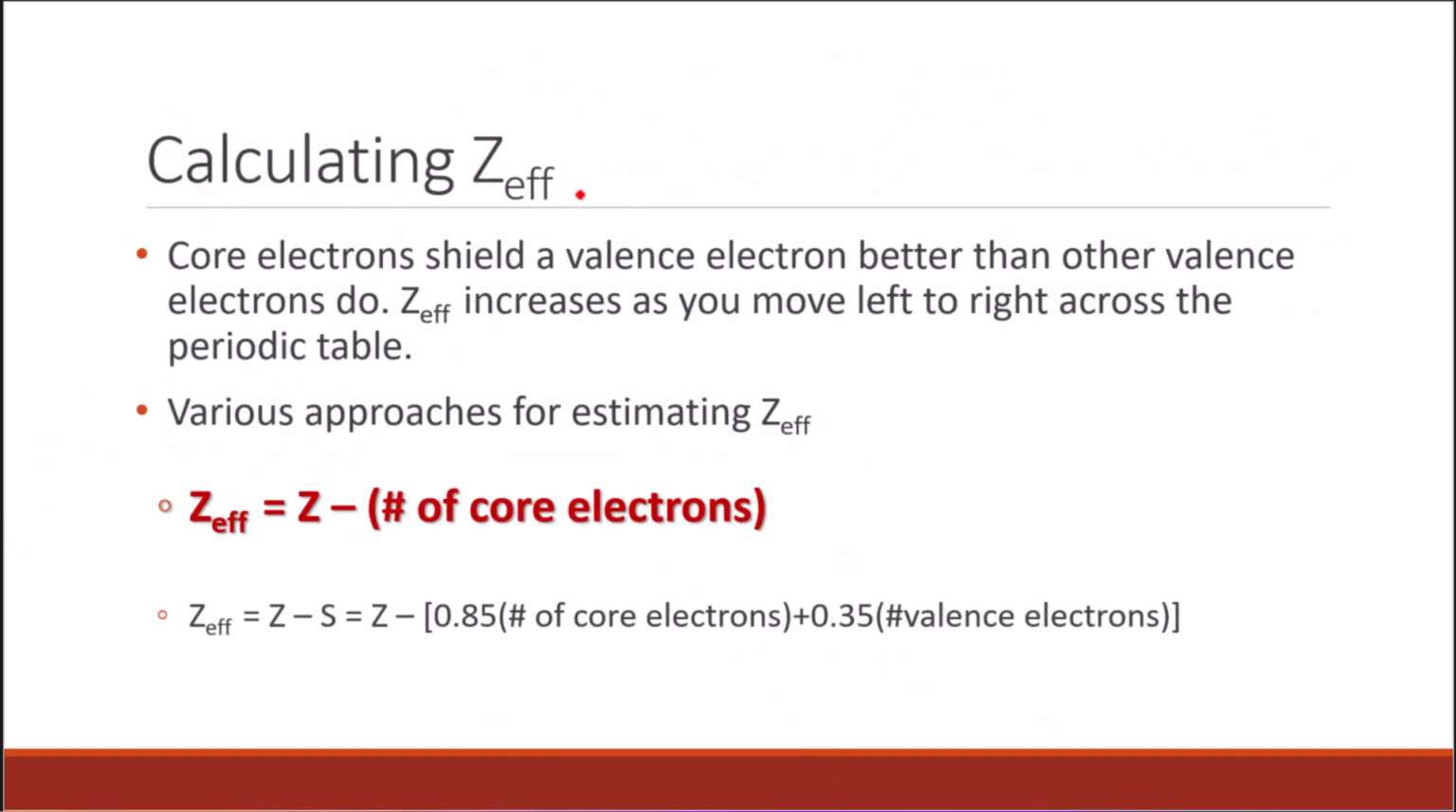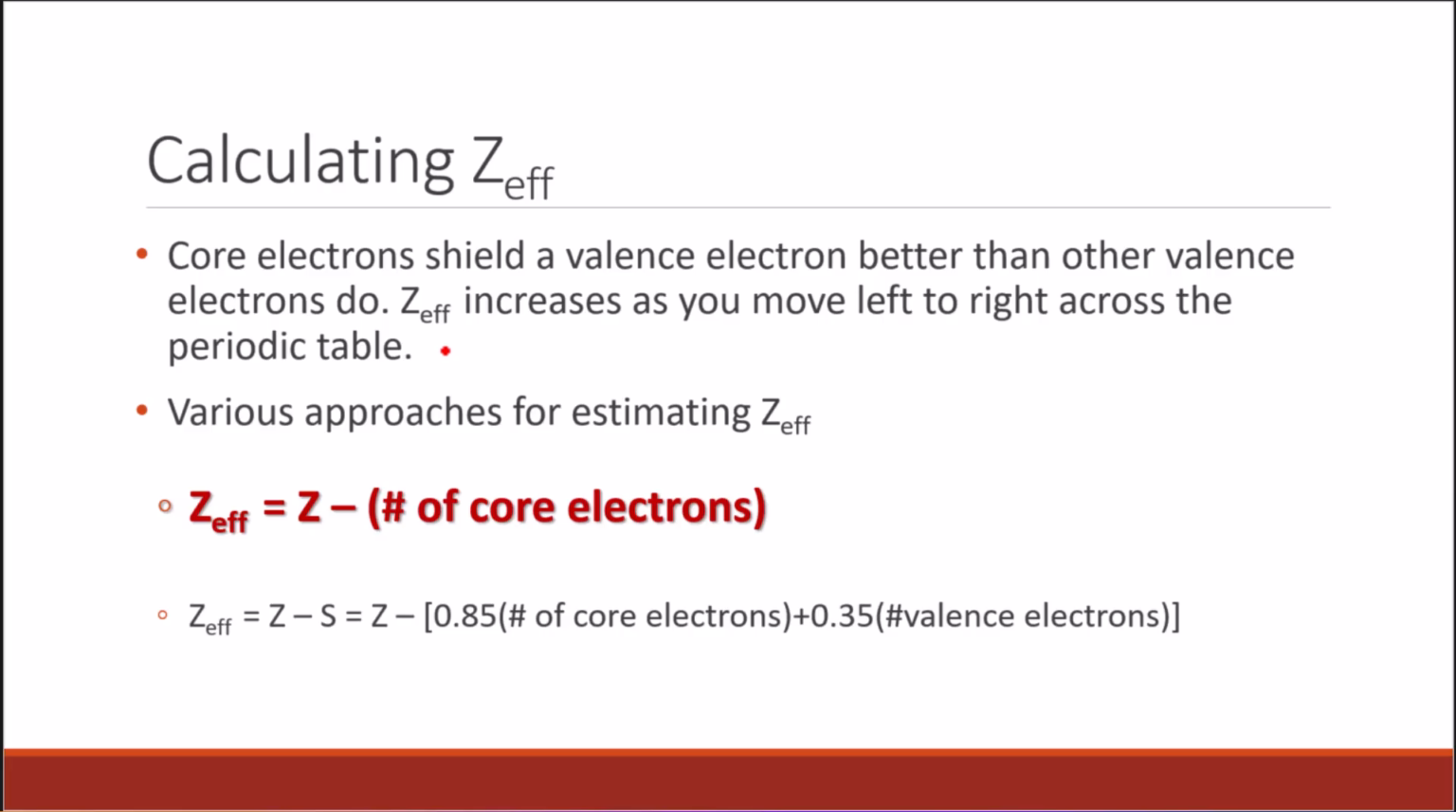So calculating the effective nuclear charge, I'll run through this really quickly, but as I said, I'm not having you calculate nuclear charge. But here's how we would do it if we were going to do it. Core electrons shield a valence electron better than other valence electrons do. If electrons are in the same shell, they'll have a less significant effect than the core electrons that are closer to the nucleus. So Z effective, which just stands for effective nuclear charge, increases as you move left to right across the periodic table. Why? More protons in the nucleus.